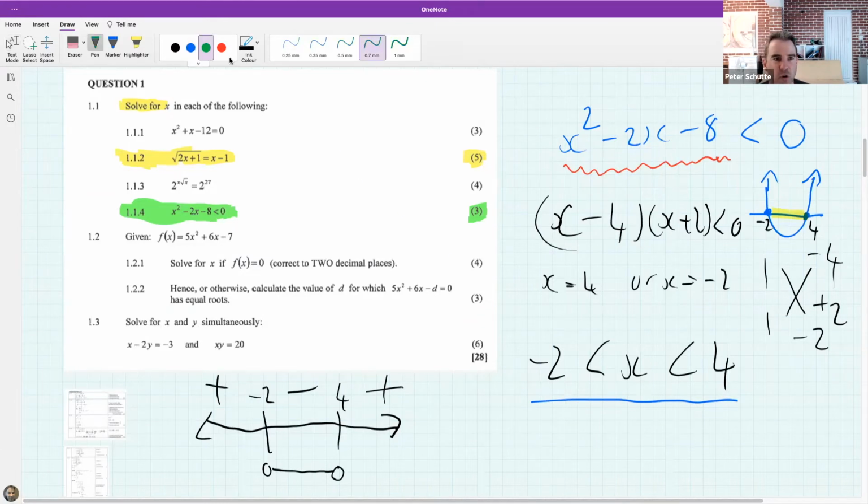These two approaches, this is called the graphical approach. This is the sign table. Both are useful in different scenarios, depending on how complex the inequality is.